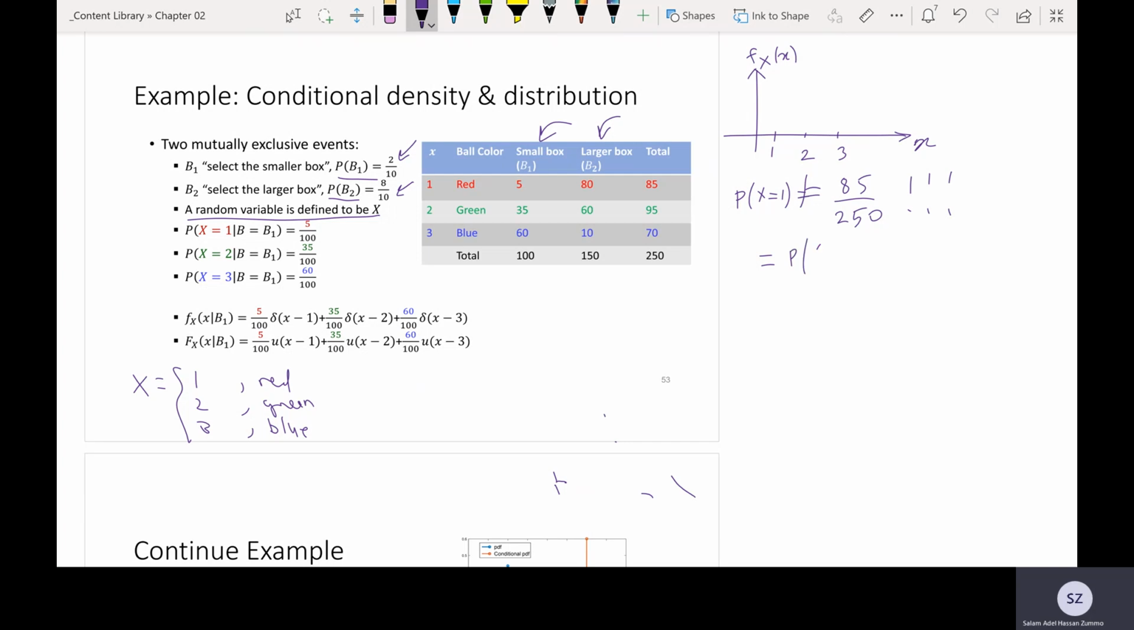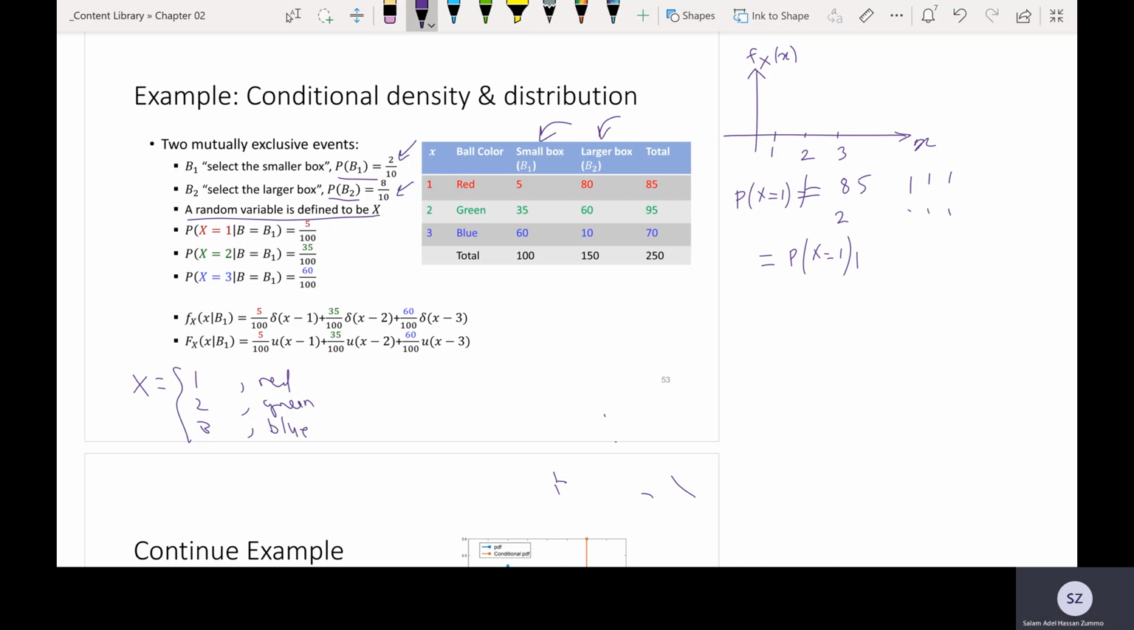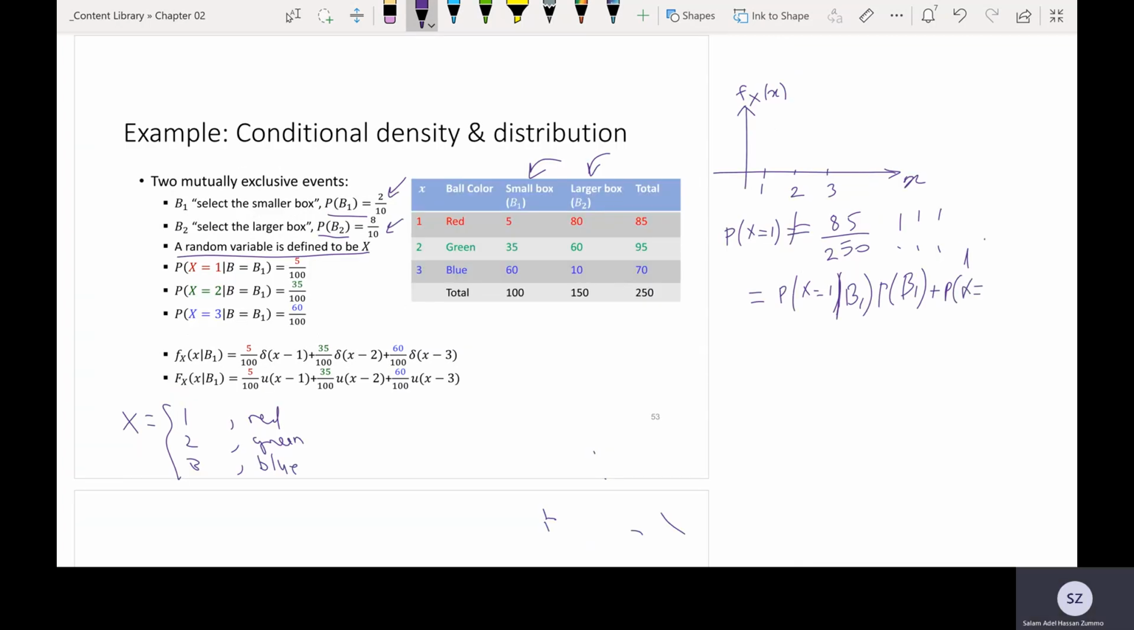Okay? So basically we find probability x equal 1 given B1, multiplied by probability of B1, plus probability of x equal 1 given B2, multiplied by probability of B2. Right? What is this equal to?